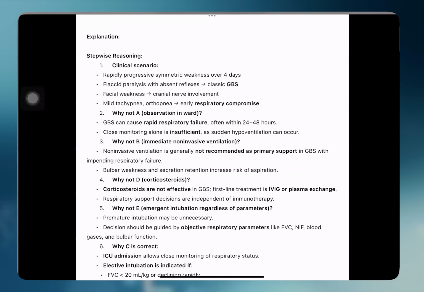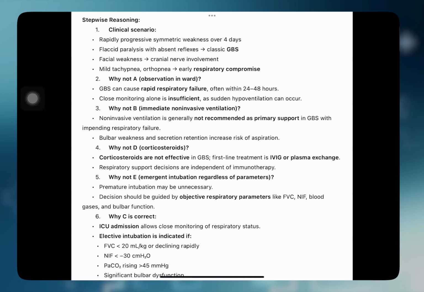So what are we going to do? Clinical scenario: rapidly progressive weakness over 4 days, flaccid paralysis, absent reflexes, classic GBS, facial weakness, cranial nerve involvement, mild tachypnea, orthopnea, early respiratory compromise. GBS can cause rapid respiratory failure, so it should never be managed in the room or ward. It has to be in the ICU. Close monitoring is important. Patient may need atropine for bradycardia, norepinephrine for hypotension, and respiratory collapse needing intubation.